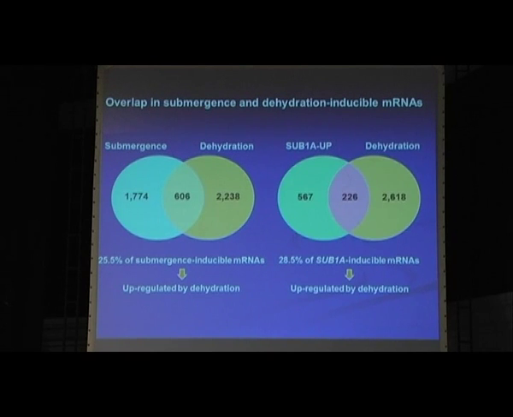We also compared SUB1A-induced genes versus dehydration-induced genes, and this is also a pretty interesting result. More than 28% of SUB1A-induced genes are also induced by dehydration. So this is also a big overlap, and this indicates SUB1A may regulate dehydration-induced genes as well.